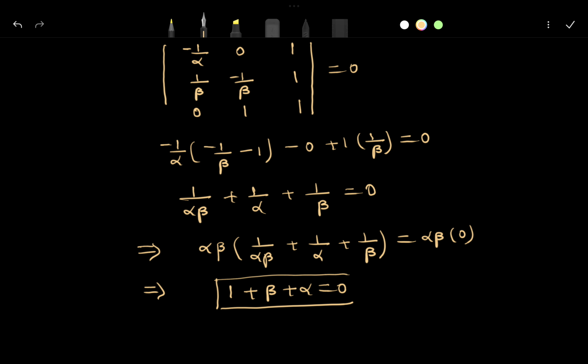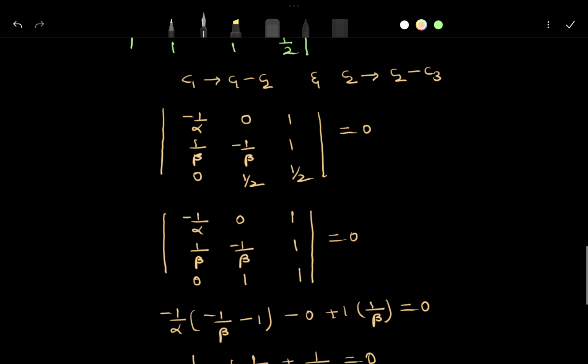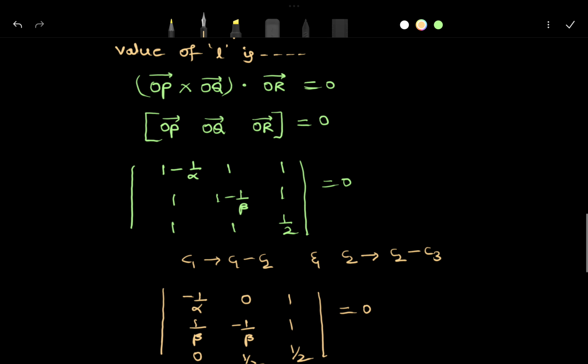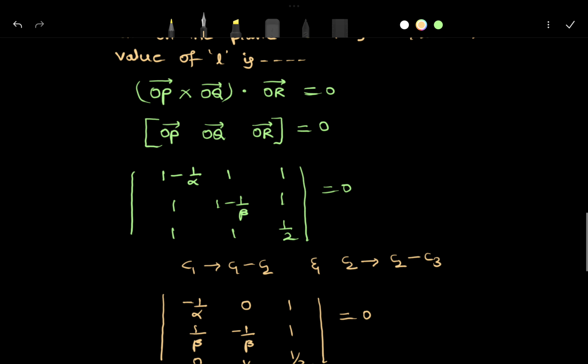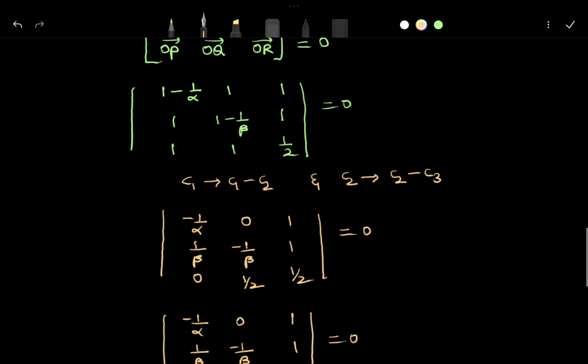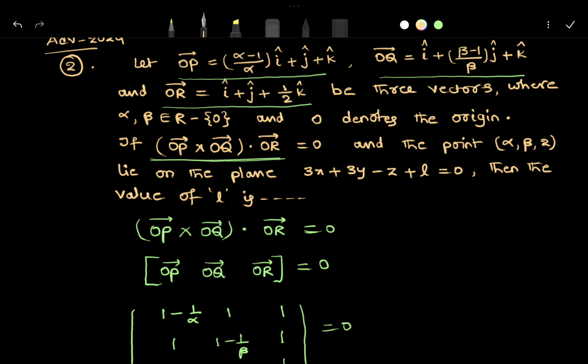So once again you recall this one, what we did in this problem. Just you are using only one fundamental: if three vectors are coplanar, then what is that value? Box of those three vectors will be equals to 0. So you know how to write that box of the three vectors. So after this one, you check that question. What is the next one more condition in the given? The point alpha, beta comma 2 lie on the plane 3x plus 3y minus z plus l is equals to 0.